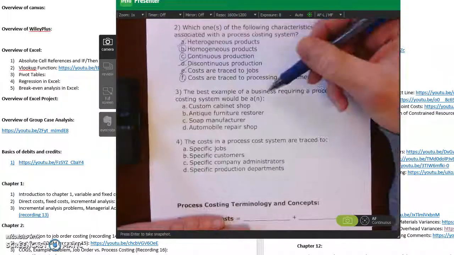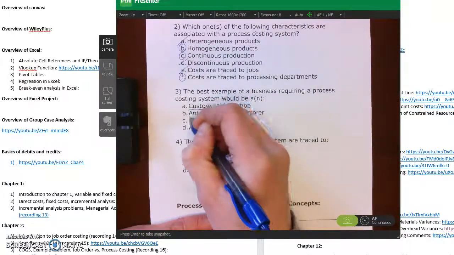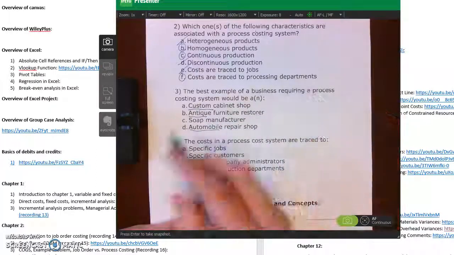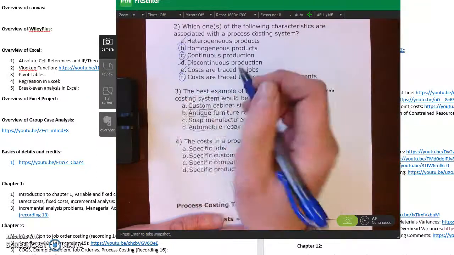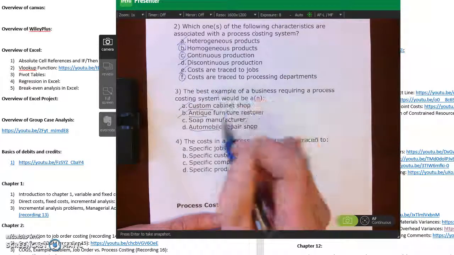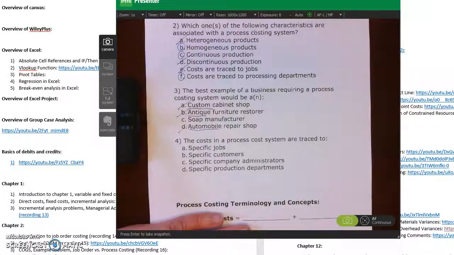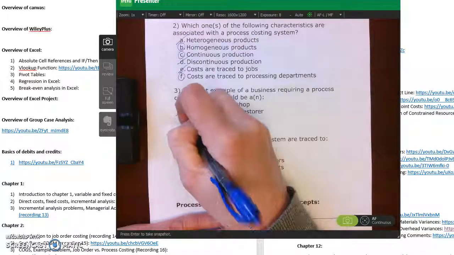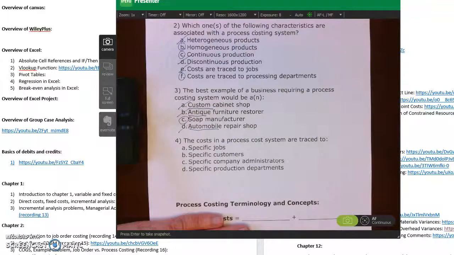The best example of a business that requires a process costing system, well, anytime you see this, okay, custom or antique, that means job order. That means to customer specs, right? That means unique. Automobile repair shop would also be a job order costing system. A soap manufacturer, okay? There are different types of soap.